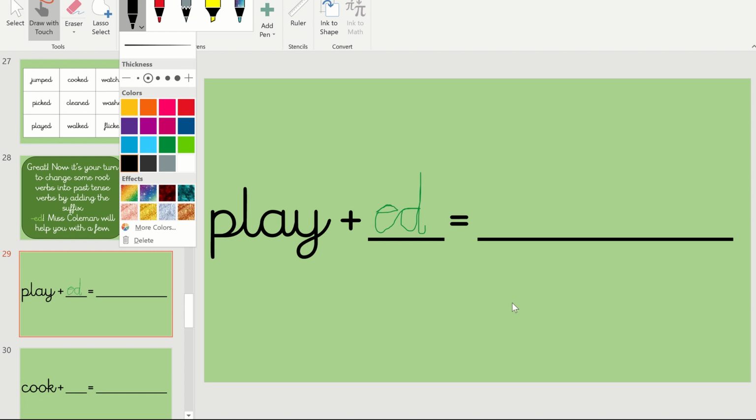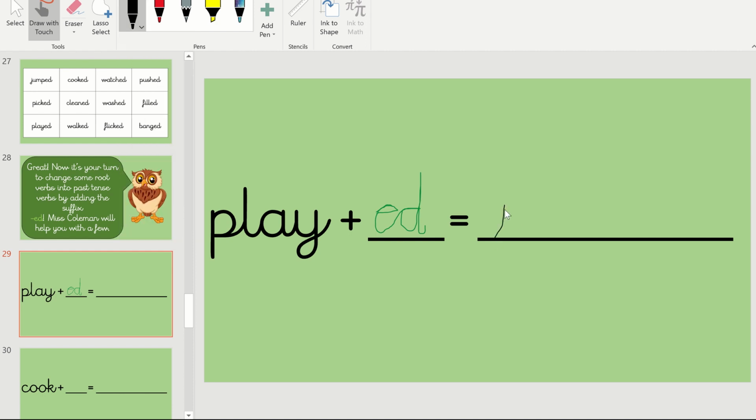So can you remember how to do that? Brilliant. So we've got to write the play and then add ed to the end. So I'll have a look at the root word there. It's exactly the same. Play. Super. And then I've got to add E, D to the end. Super. Did you get that one?